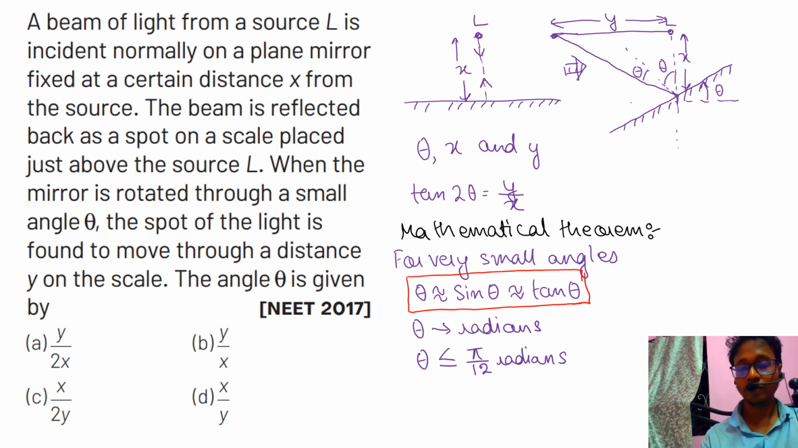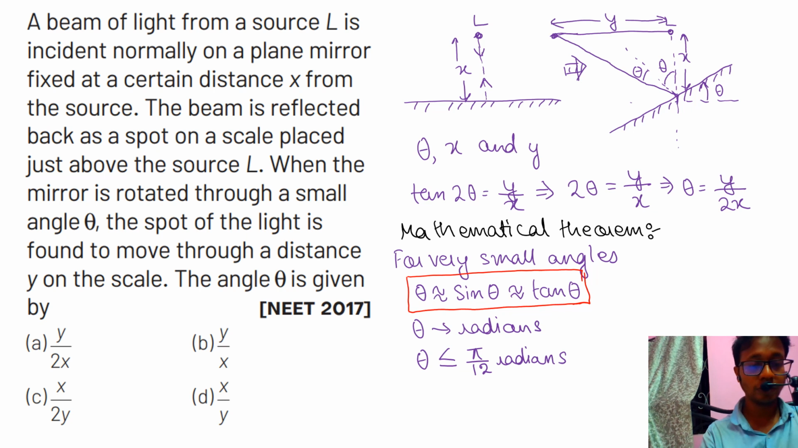Understood? So using this mathematical theorem, we are trying to solve this. Can I say tan 2 theta is equal to 2 theta? Why? Because 2 theta is equal to tan 2 theta, which is equal to sine 2 theta, which is equal to y by x. So theta is equal to y by 2x. So our correct option is option number A.